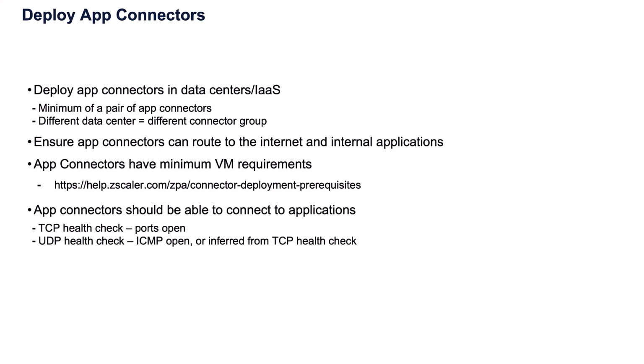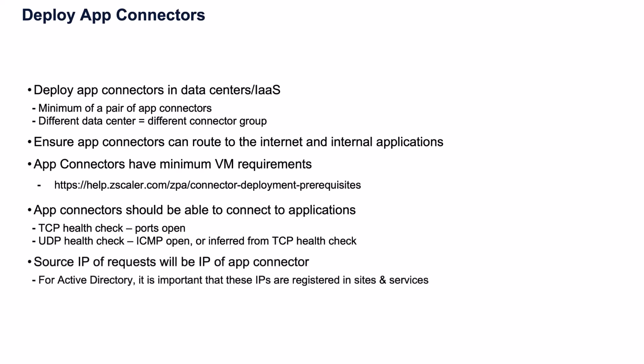It's also important to understand that the source IP of any application access traffic will then become the IP address of the app connector. So a user accessing an application through the Zero Trust Exchange will have a client connector tunnel to the Zero Trust Exchange, and from the Zero Trust Exchange through the app connector, the source IP that the user is presented onto the network will be the IP address of the app connector.